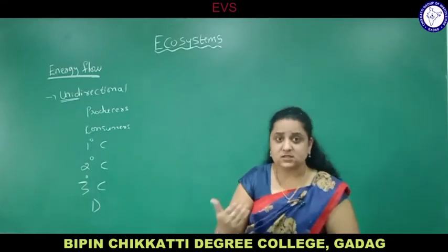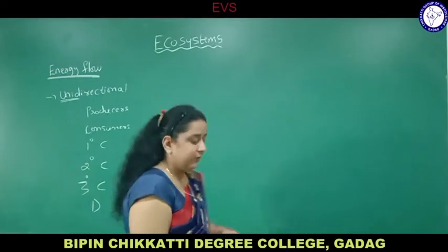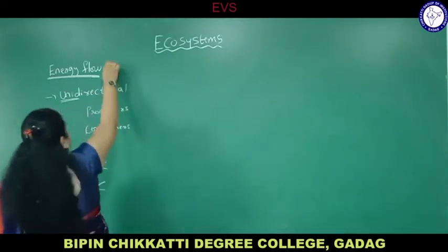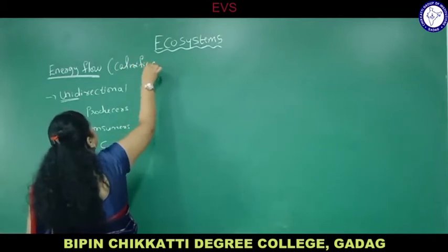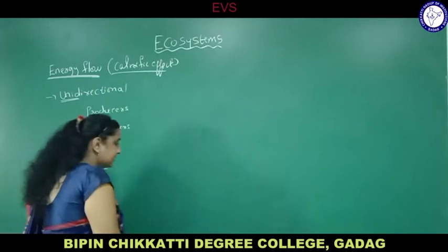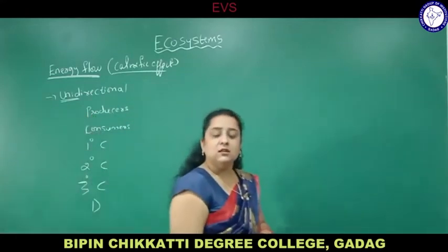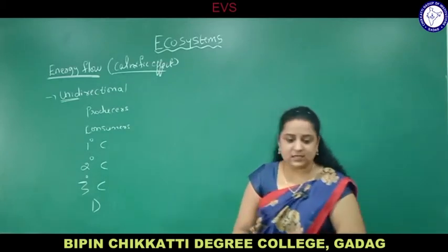As energy is transformed there, this flow is also called the calorific effect. Which effect? Calorific effect. Calories are the unit of energy, so it is also called the calorific effect. So energy is transformed from one form to another form, or from one trophic level to another trophic level. That is called energy flow.